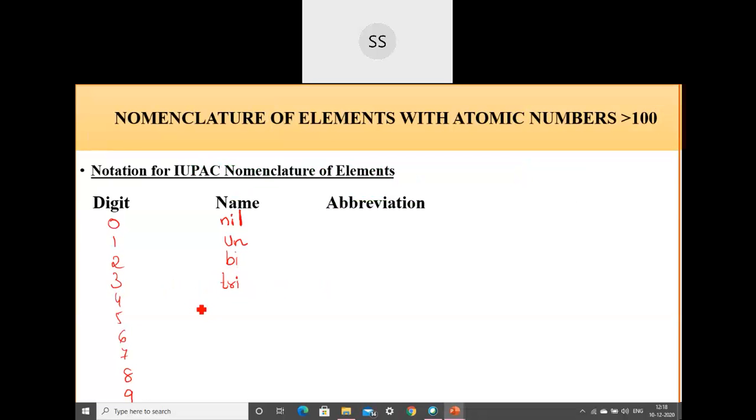Okay, so 3 is for tri, and 4 we are not using tetra. Instead of that we use quad. Quadrilateral, so 4 sides, so quad. And for 5 it is pent, for 6 it is hex, for 7 it is sept, for 8 it is oct, and for 9 it is enn. Why we have taken enn is because you can't take non, already one n is present.